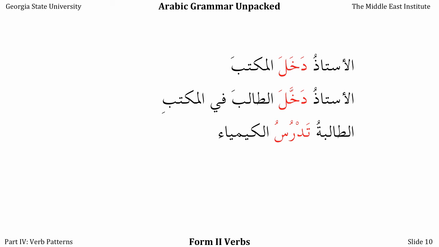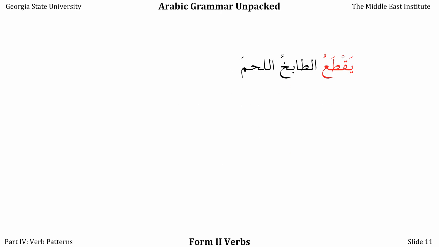Another example would be, at-talibatu tadrusu al-kimya. The student is studying chemistry. If I change the middle consonant to a double consonant and change the vowels around it, I can change it to al-ustadatu tudarrisu al-kimya. The professor is teaching chemistry. Again, by doubling the middle consonant, most of the time what we do is take the meaning of the root verb and make somebody else perform that action, let them in, or make them learn.